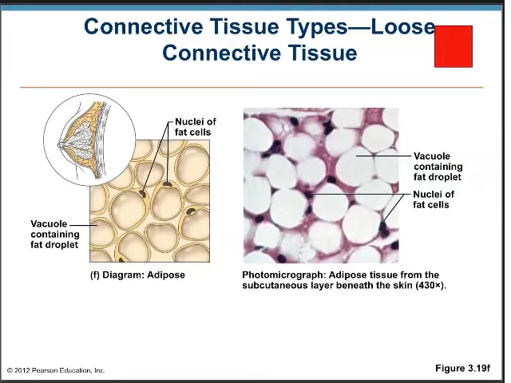It also helps us maintain our body heat, and it also provides padding and protection for a lot of our vital organs. For instance, if you were to look at the heart, you would see a lot of adipose tissue around the heart that serves as padding and protection. You find it under the skin. Here you're looking at a picture of it from breast tissue, okay, and you can see here again the nuclei of the fat cells and the fat droplets. It tends to be avascular, okay, not a lot of blood vessels running through it.